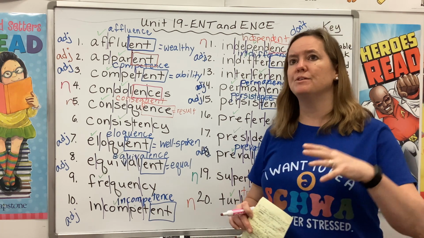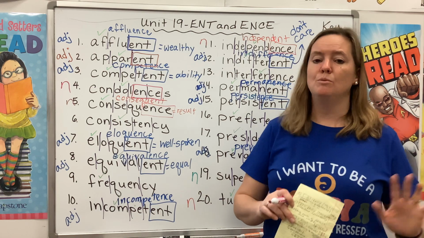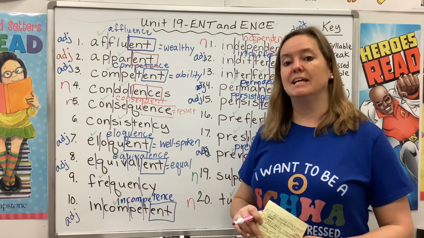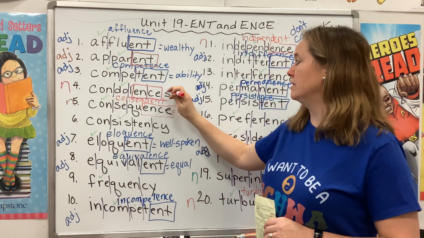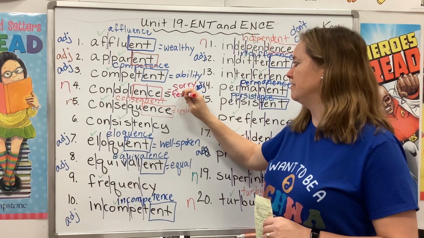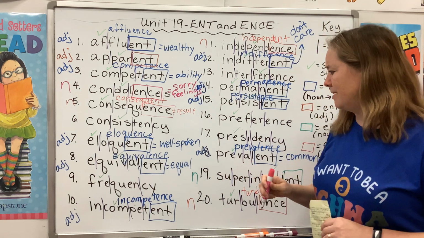So if your neighbor's mother died, you might bring a meal, you might send a card, you might send flowers. Those are all ways to express your condolences. So condolences are like sorry feelings. Okay. Do we have any other ENCE?